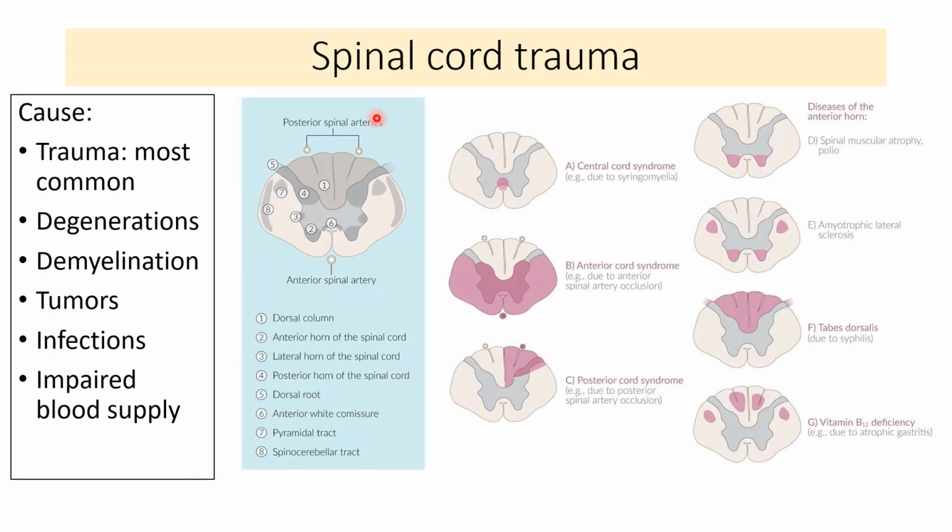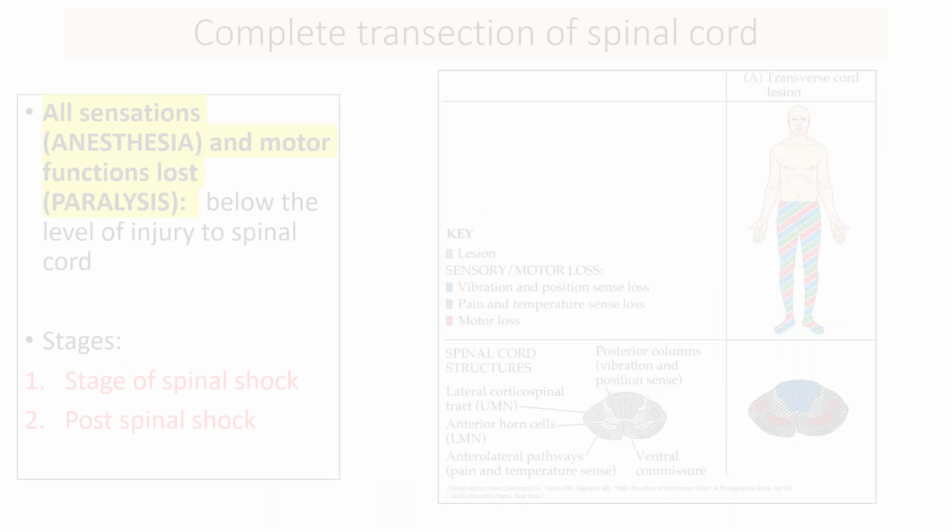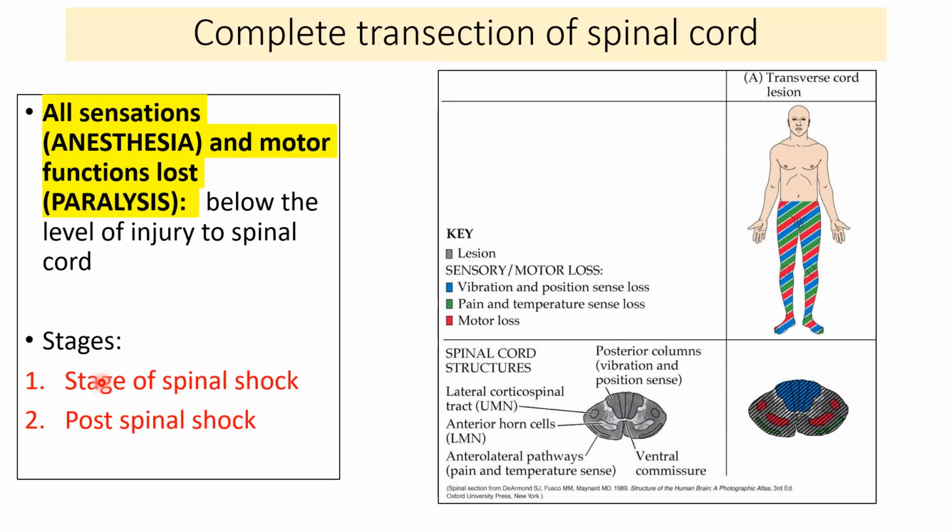Now we come to the last aspect, the applied aspect of the spinal cord. So spinal cord can be injured by trauma. Trauma through accidents is the most common cause of spinal cord injury. There could be some degenerative conditions of the spinal cord. There could be demyelinating conditions. There could be tumors, infections, impaired blood supply. Impaired blood supply is altogether a different lecture and a different part that you will do subsequently. So first we'll do the injury to the spinal cord, complete transection, and then we'll do the hemitransection of the spinal cord.